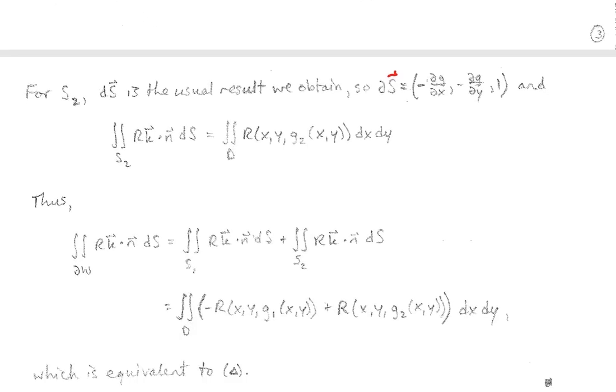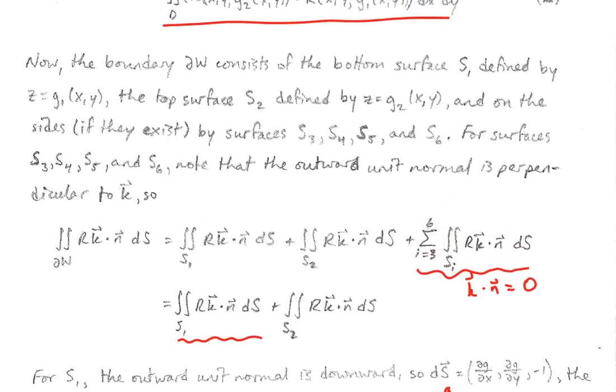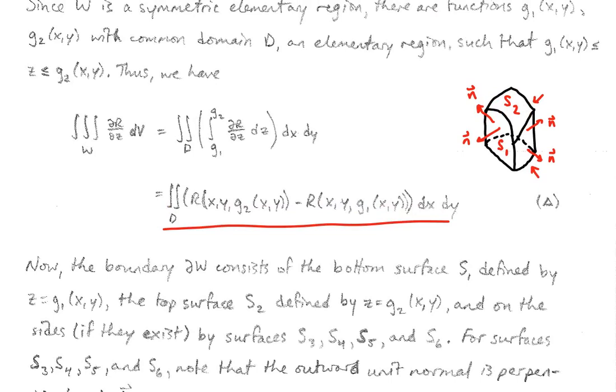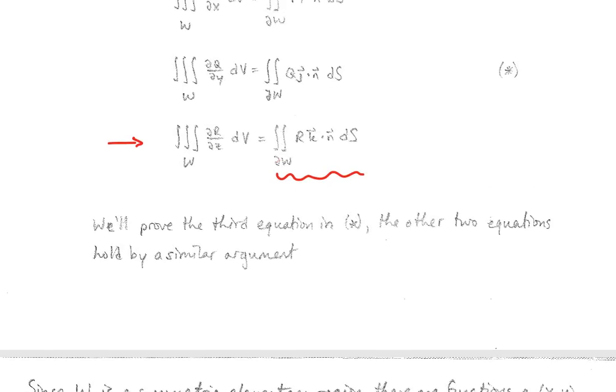So taking these results that we found, the double integral over the entire boundary of r times k hat dot n hat dS, capital S that is, which was the sum of these two double integrals. When you make those substitutions, you get the double integral over D of r of x, y, g sub 2 minus r of x, y, g sub 1. And we saw that this is identically the same thing as the triangle that we had here. So this right here shows that these two things are indeed the same.